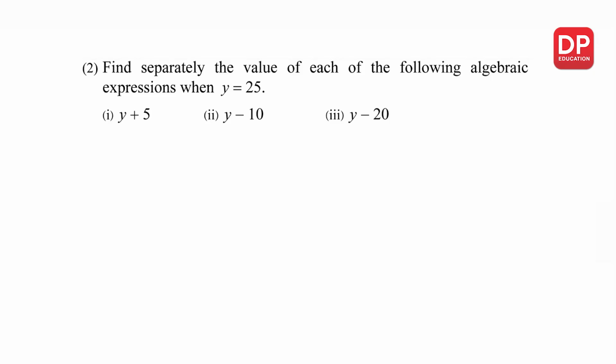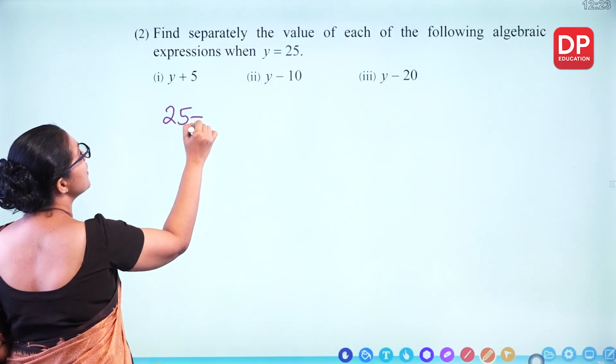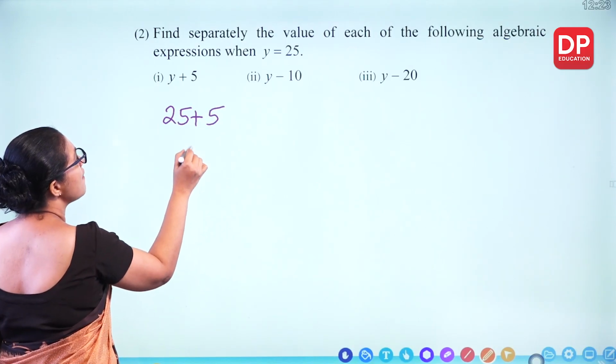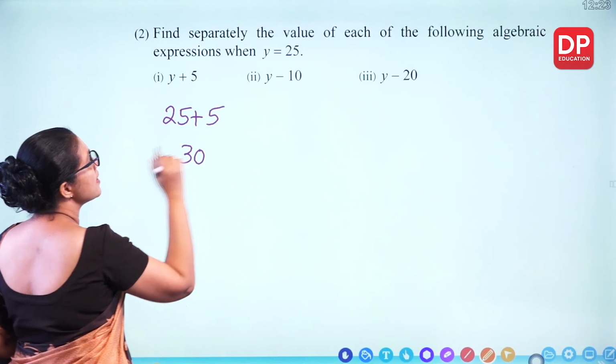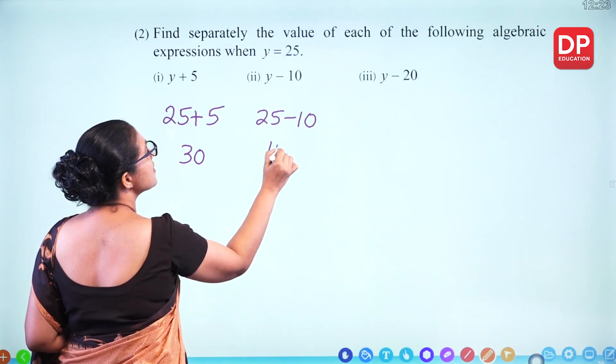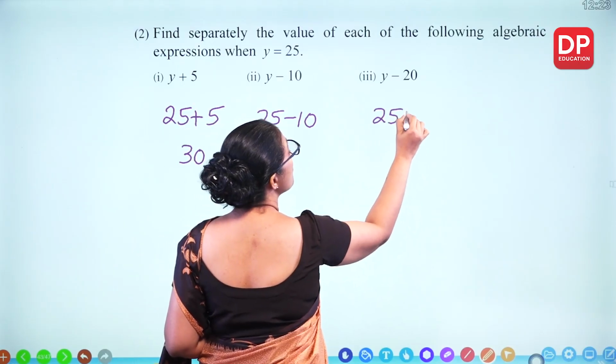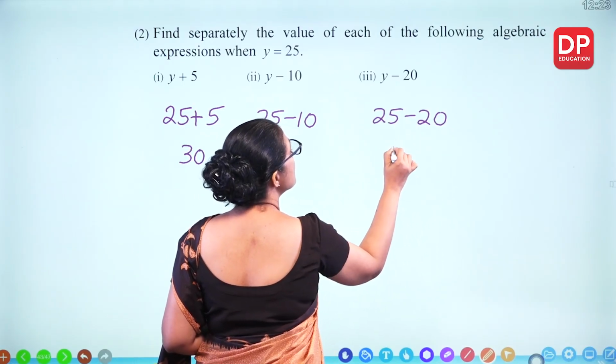Find separately the value of each of the following algebraic expressions when y equals 25. So substitute 25 for y. 25 plus 5, that's 30. 25 minus 10, that's 15. 25 minus 20 is 5.